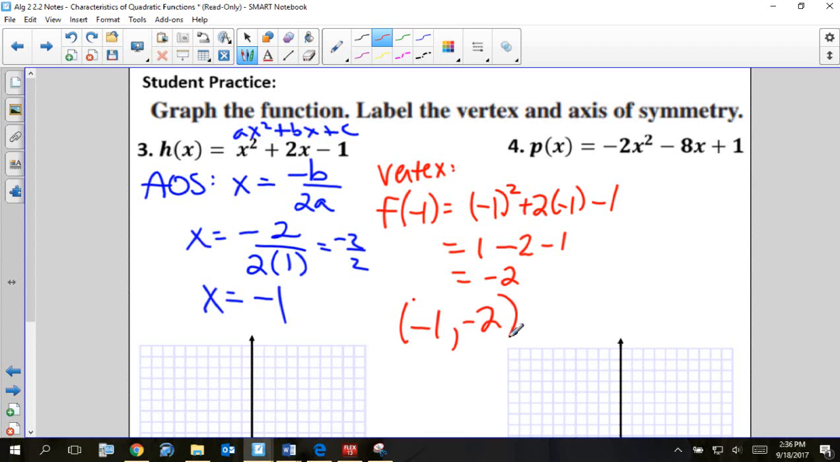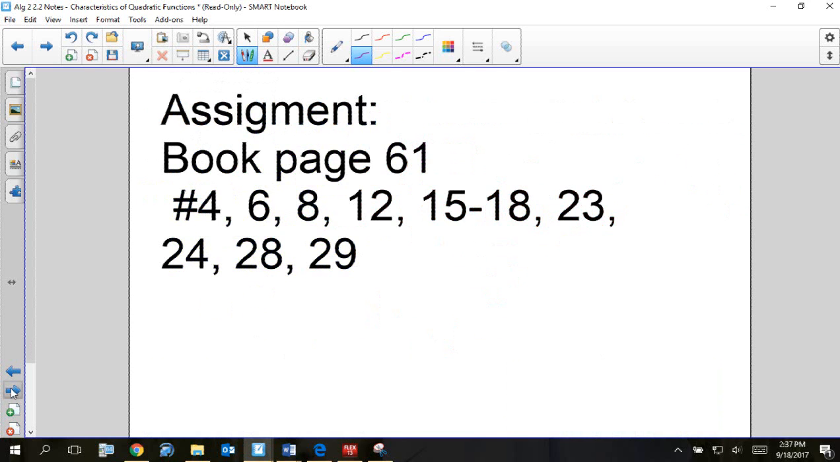And what's our y-intercept? Plug in 0. What's our y-intercept? 0, negative 1. You just plug in 0 and you get C, negative 1. What's our y-intercept for this one? 0, 1. Okay.